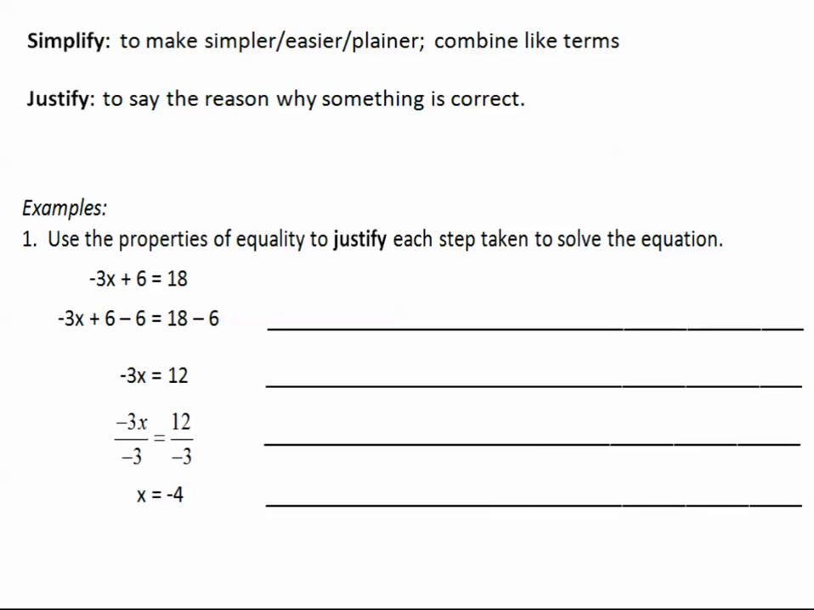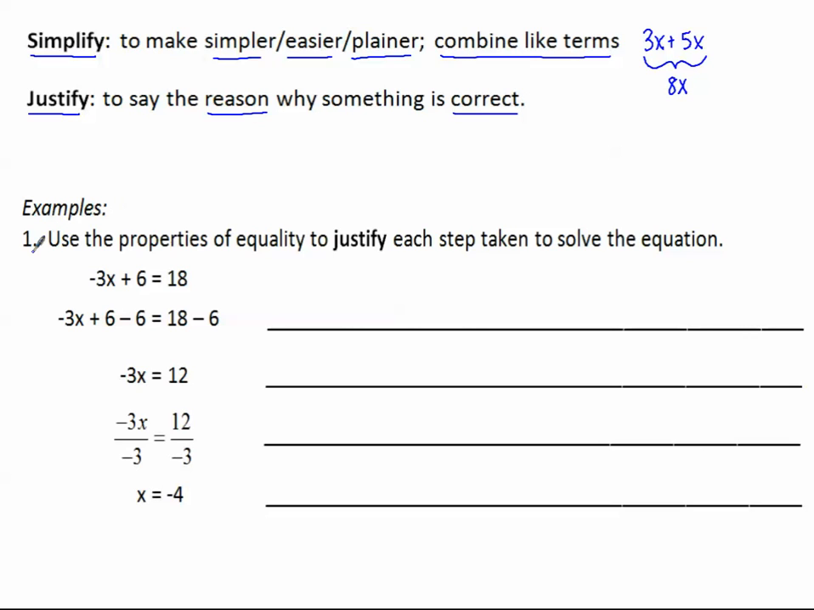We're going to take a look at some examples using the properties of equality, but first let's review a couple of important words. Simplify means to make simpler or easier or plainer. Often we refer to simplifying when we want to combine like terms, such as 3x plus 5x. Those are like terms. We combine those to make 8x. We simplify from two terms to one term. This is simpler. When we justify, we say the reason why something is correct.